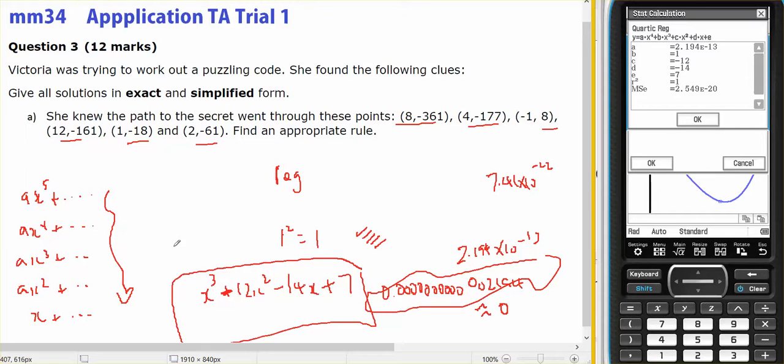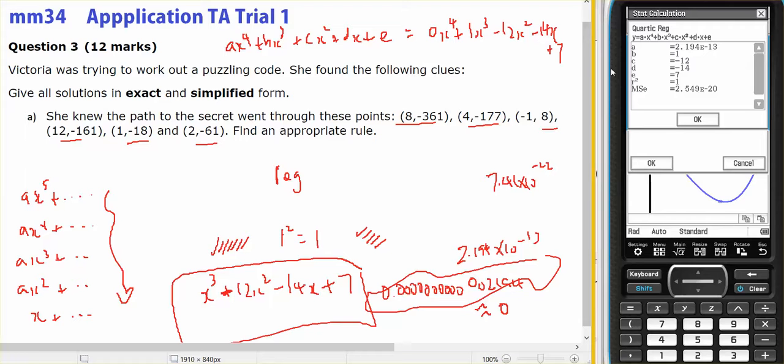So if I'm working on the premise that I've got ax to the 4 plus bx cubed plus cx squared plus dx plus e, then I've got 0x to the 4 plus 1x cubed minus 12x squared minus 14x plus 7, which is exactly what I got here. So by doing a quartic regression, it just gave me the quartic coefficient as being 0, and then of course the cubic coefficient and the quadratic and the linear and the constant were the same.